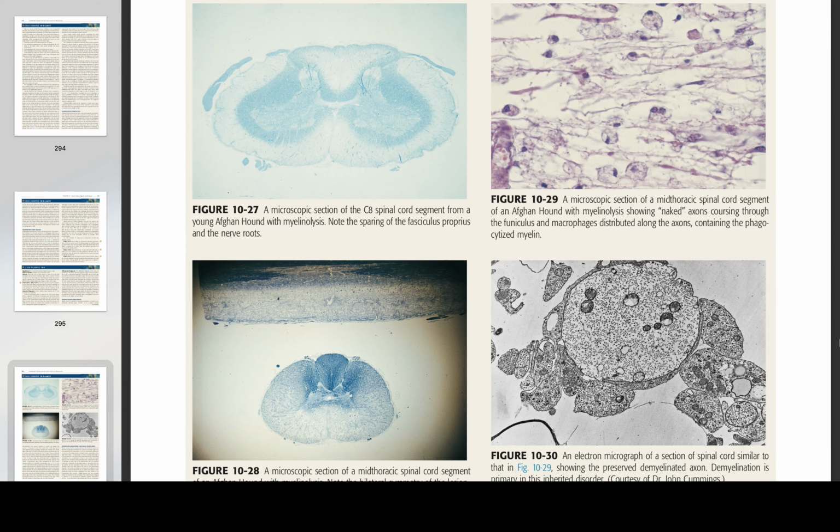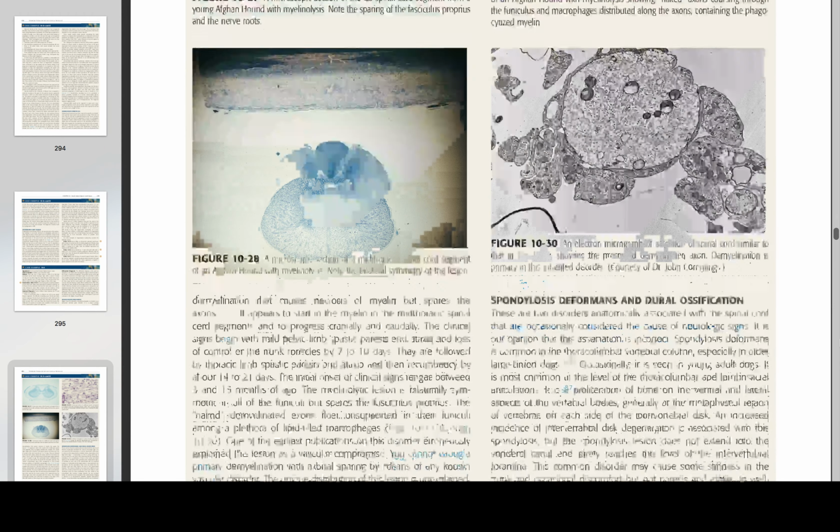Spondylosis deformans and dural ossification. These are 2 disorders anatomically associated with the spinal cord that are occasionally considered the cause of neurologic signs. It is our opinion that this association is incorrect. Spondylosis deformans is common in the thoracolumbar vertebral column, especially in older large breed dogs. Occasionally, it is seen in young adult dogs. It is most common at the level of the thoracolumbar and lumbosacral articulations.